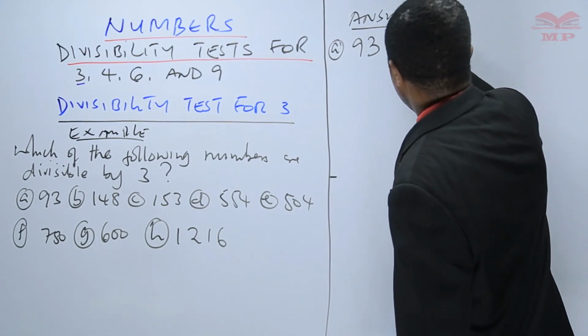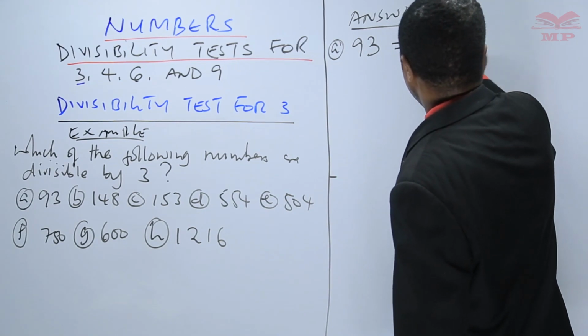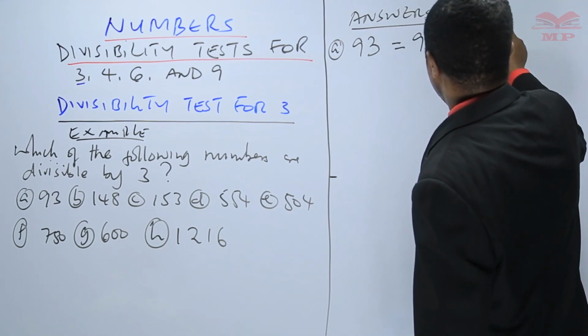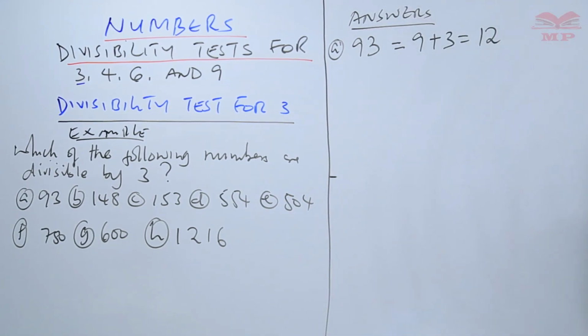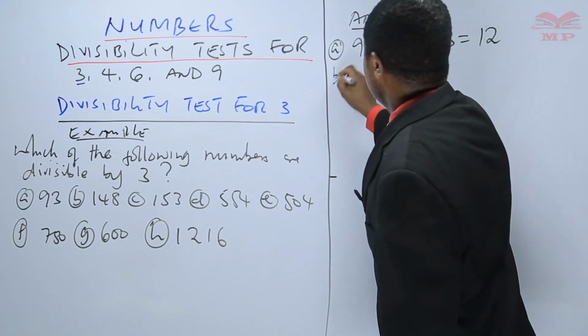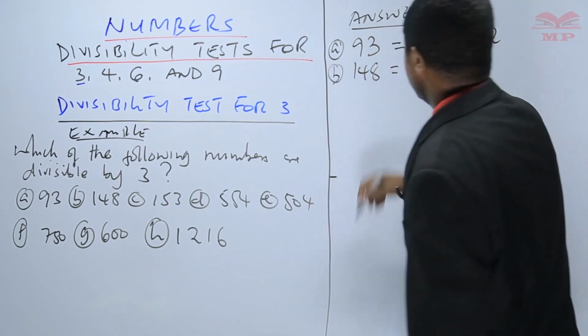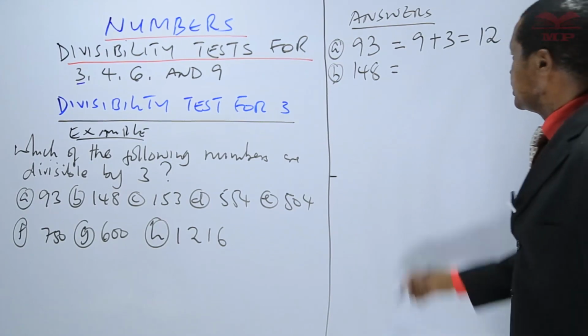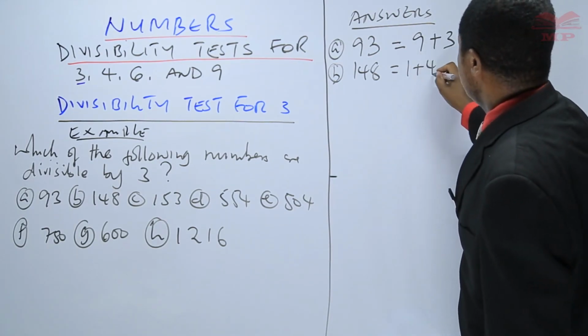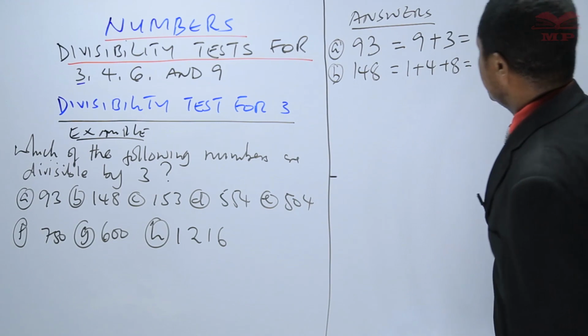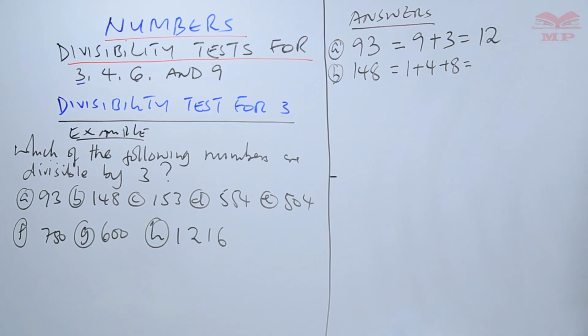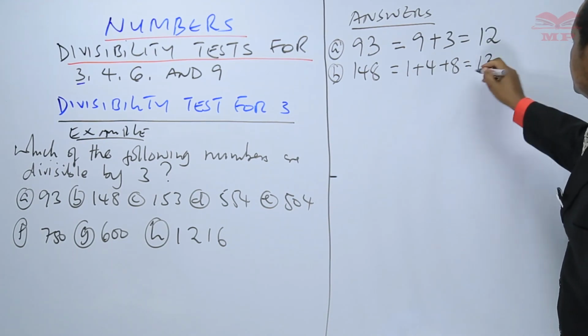So the digits are 9 plus 3. 9 plus 3 is equal to 12. So this 12 is divisible by 3. So number 2B, we have 148. How do we carry out this test? We add 1 plus 4 plus 8. 1 plus 4 plus 8 is equal to 13.